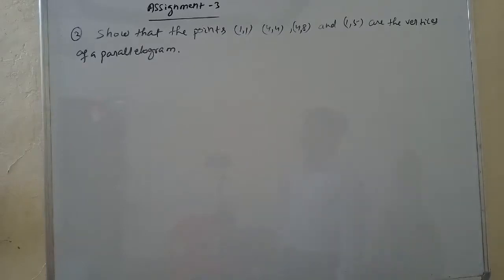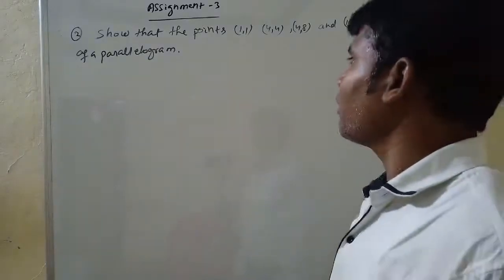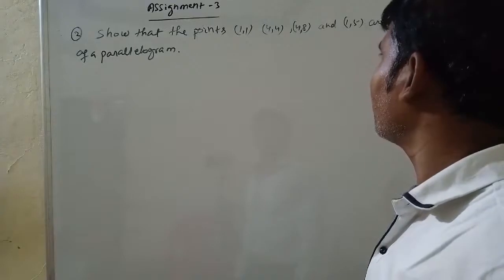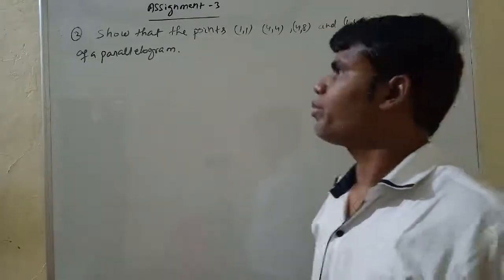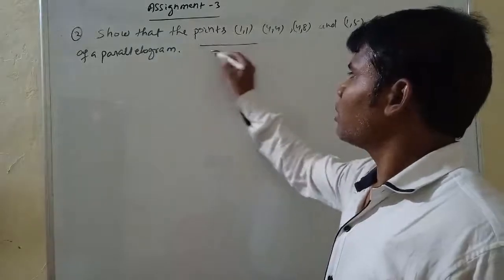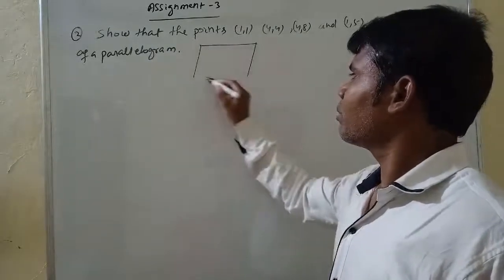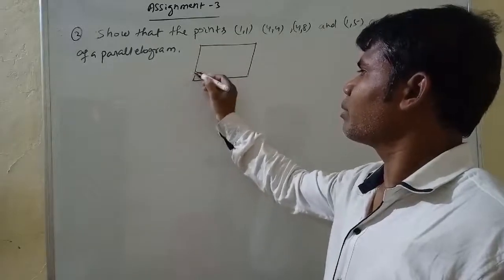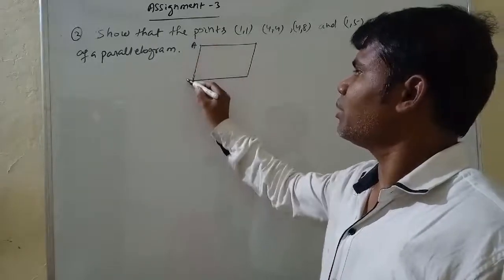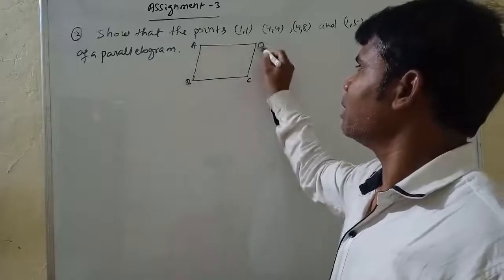You see the next question. Show that the points (1, 1), (4, 4), (4, 8) and (1, 5) are the vertices of a parallelogram. Okay, consider a parallelogram. You say this is the parallelogram, say A, B, C, D.